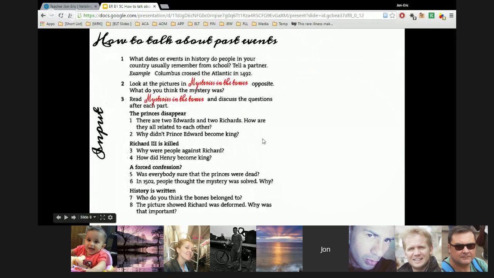Okay. So we've already talked about the first 2 exercises. I asked you to talk about some dates. Let's decide what kind of historical things are important between your country, your culture, and the one you're reading about, which is the UK. We talked a little bit about that in the beginning. And then I asked you to look at the pictures and guess what the mystery was. And then you had to read, and you did. So, how close were we in our guesses? Did we get the mystery right? Now that you've read it, were our guesses basically right?